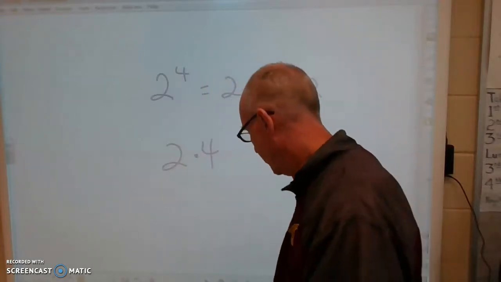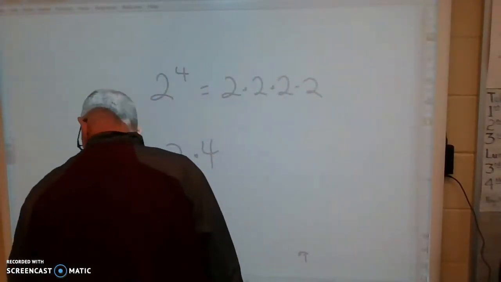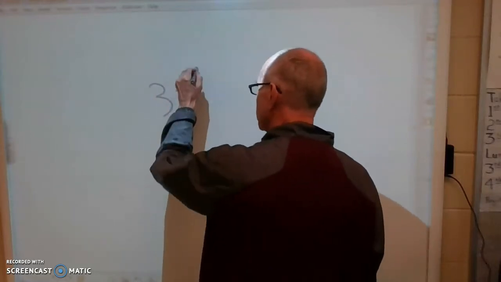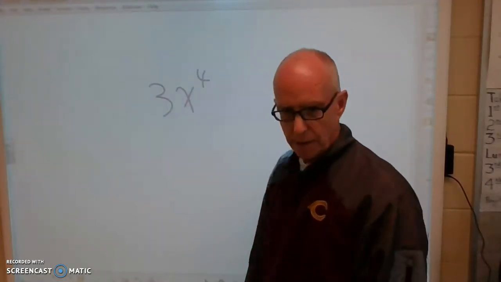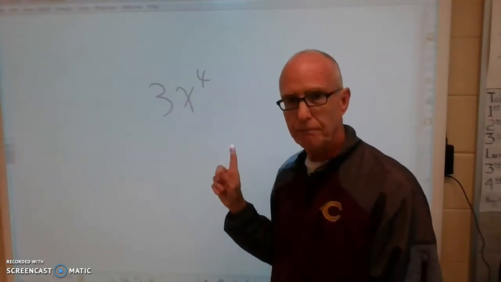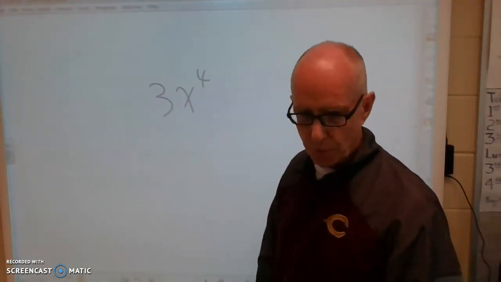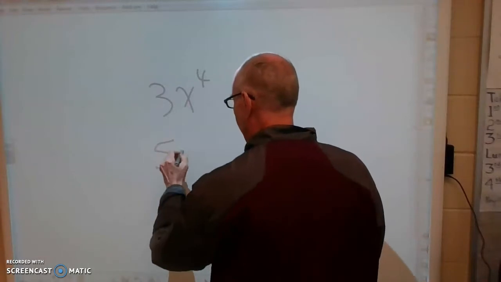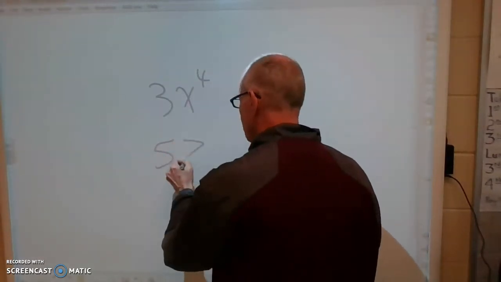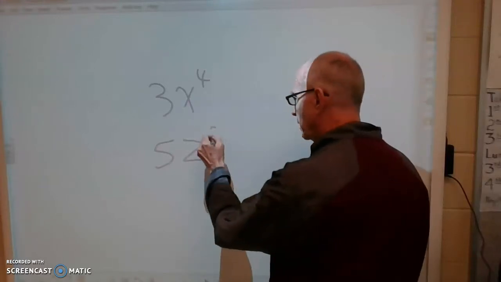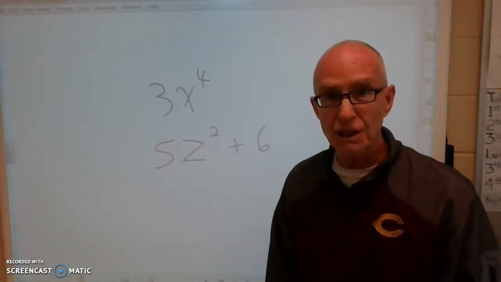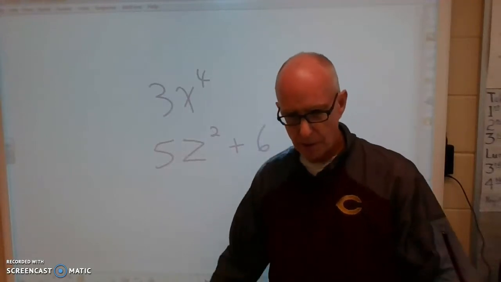If you're going to say 3 times 3x to the 4th power, what does that mean? That means 3 times x to the 4th power. If you're going to say 5z squared plus 6, okay? That's 5 times z to the 2nd power plus 6.